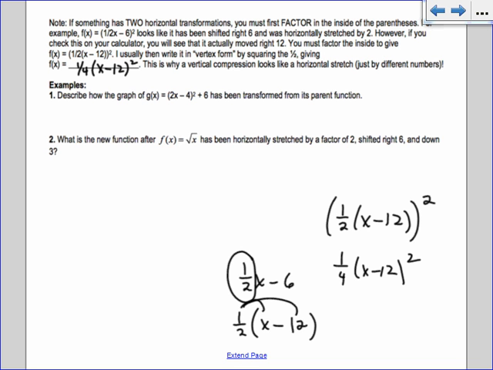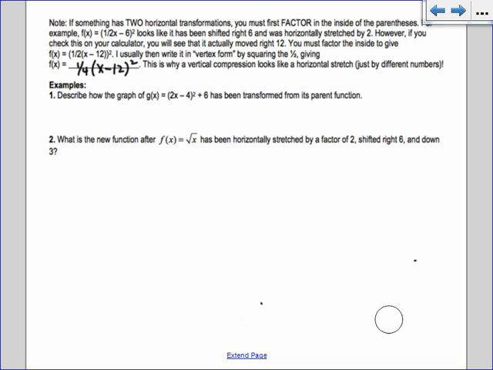So it says this is why vertical compression looks like a horizontal stretch. It ends up just being by different numbers. So if I called that a horizontal stretch, I would say a horizontal stretch by 2 because of the 1/2, right? Horizontal stretch by 2. Or a vertical compression by 4. Okay, so they mean the same thing, it's just different numbers.